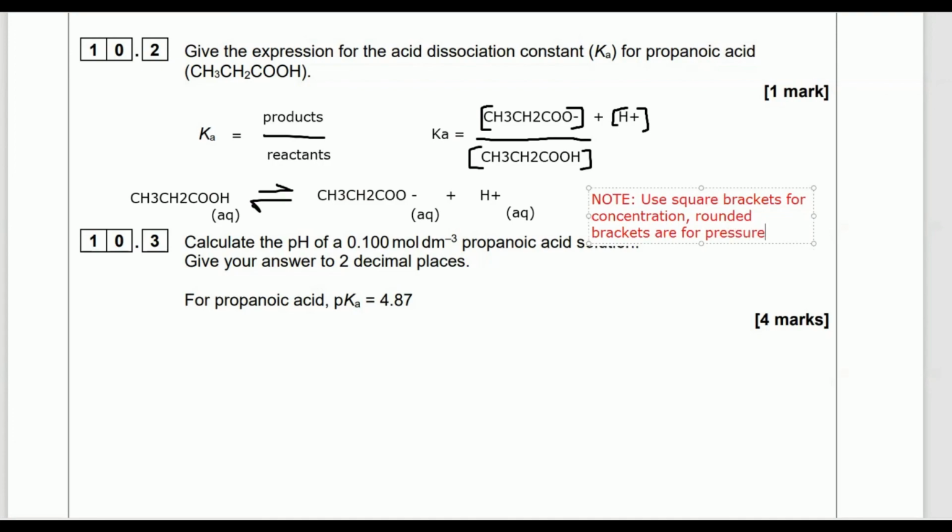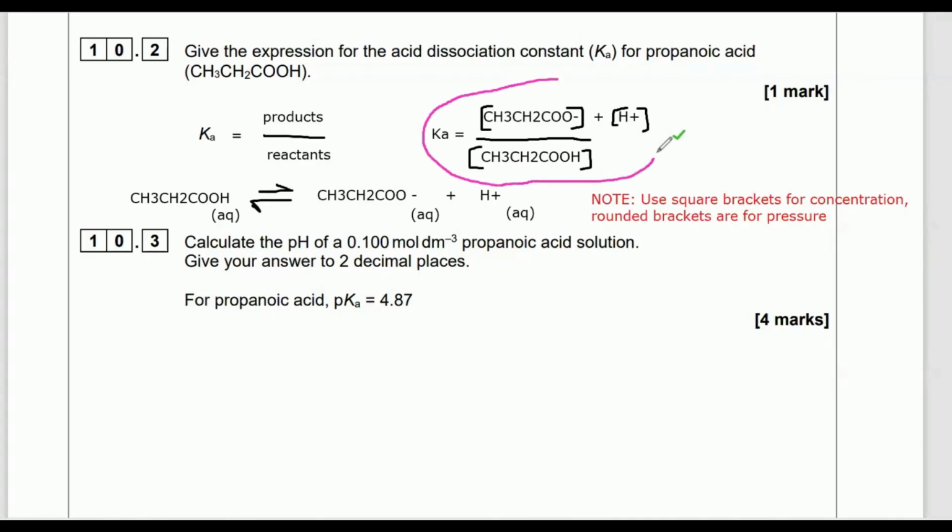Right, so yeah, little note, make sure you use square brackets for concentration, rounded brackets for pressure. Okay, we're going to move on to 10.3. Calculate the pH of a 0.1 mole per decimeter cubed propanoic acid solution. Give your answer to 2 decimal places for propanoic acid, where the pKa is 4.87.